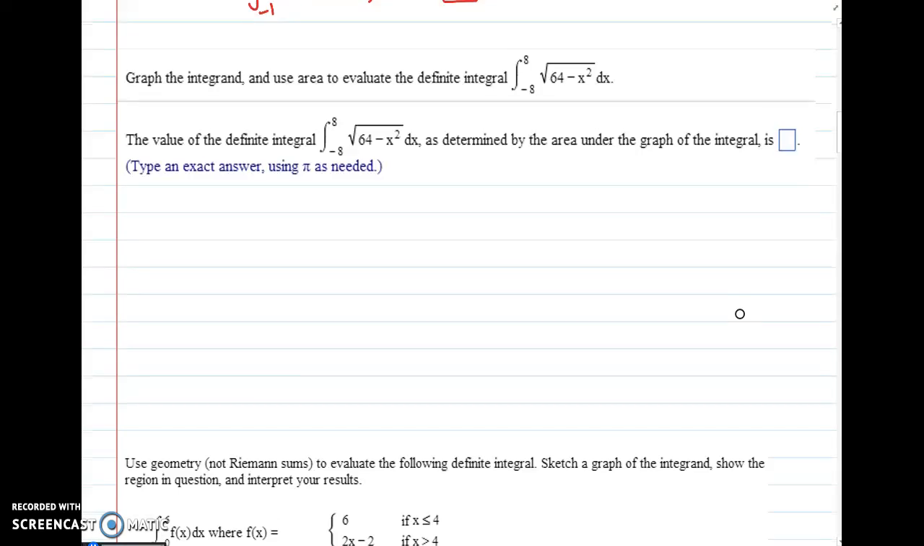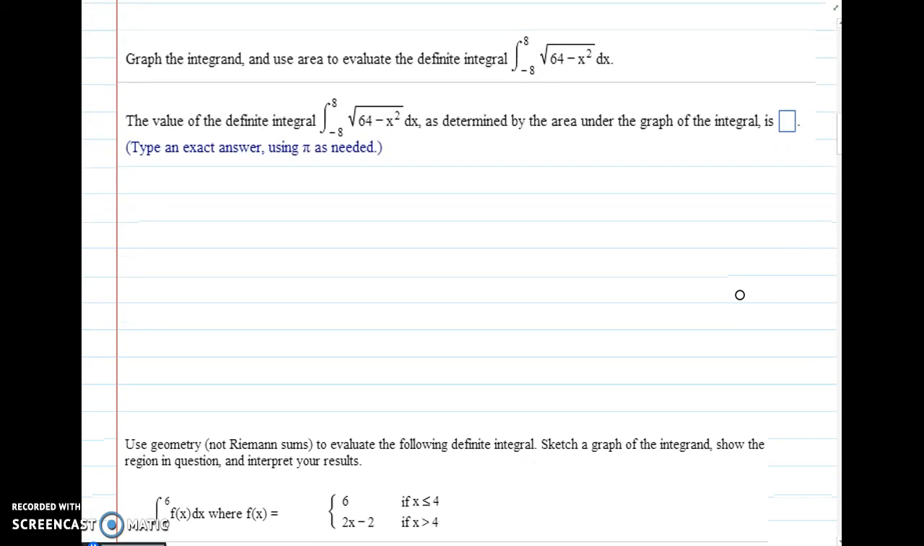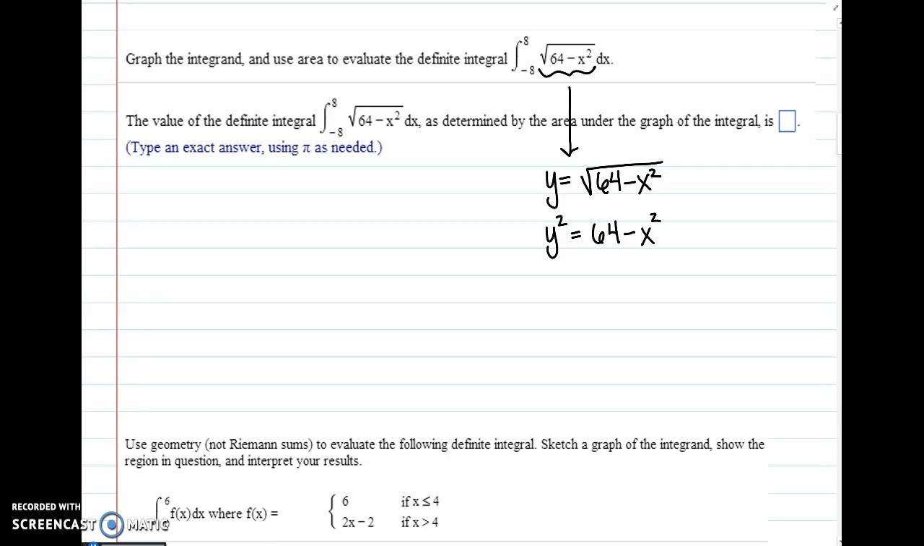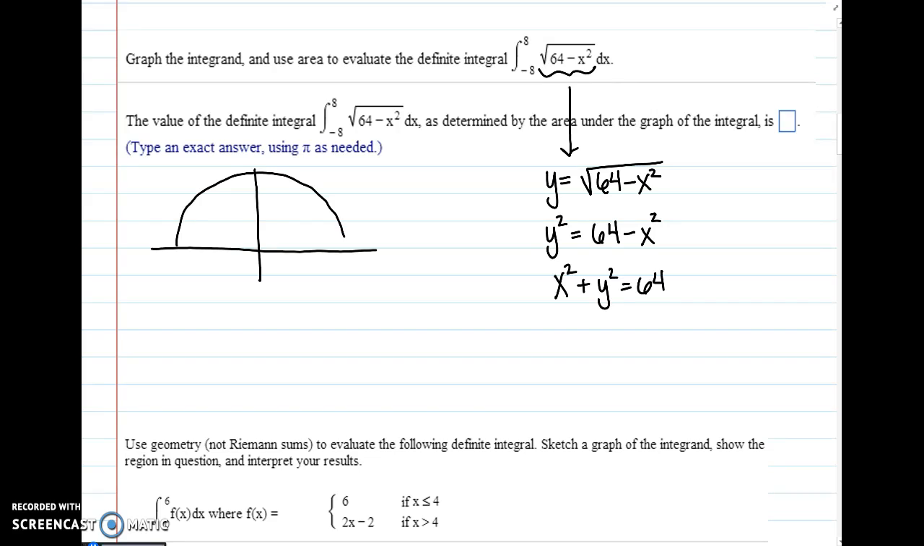Now, this next one, graph the integrand and use the area to evaluate the definite integral. Well, this one's a little bit trickier to figure out. I hope that you guys remember we did one kind of like this yesterday. To figure out what this integrand looks like, I've got a function, the square root of 64 minus x squared. And when we looked at one very similar to this yesterday, we said, what if we would square both sides? Because square roots are weird to look at. And then if we added the x squared over, then we said, oh yes, this shape is very recognizable. That's the equation for a circle, right, with a radius of 8.